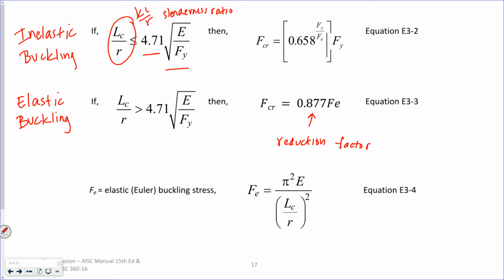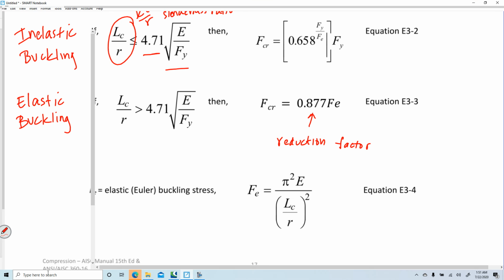And if I have inelastic buckling, now it's this equation, which was developed by people doing decades and decades and decades of research to find that equation and to fine tune that equation. All right, this is my Euler buckling stress, pi squared over my slenderness ratio squared times E. Okay?